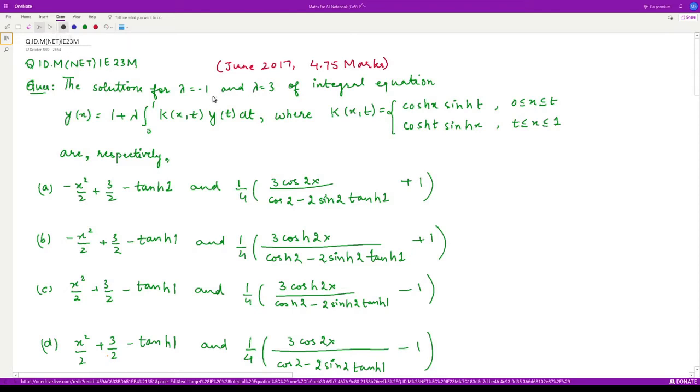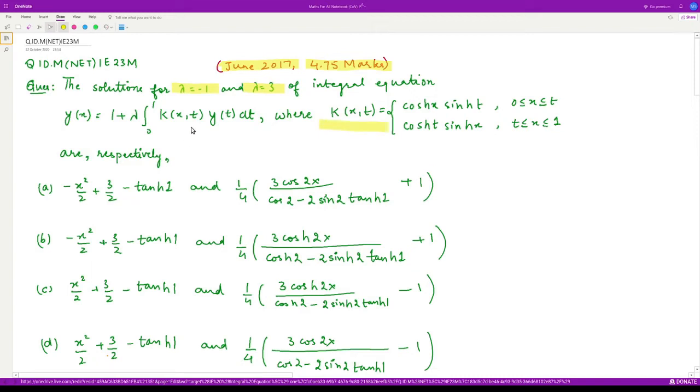In this video, we shall see a question from June 2017 carrying 4.75 marks. The question is: the solutions for lambda equal to -1 and lambda equal to 3 of the integral equation. This is the given integral equation, and the interval is from 0 to 1, that is, x lies between 0 and 1, where the kernel is defined like this.